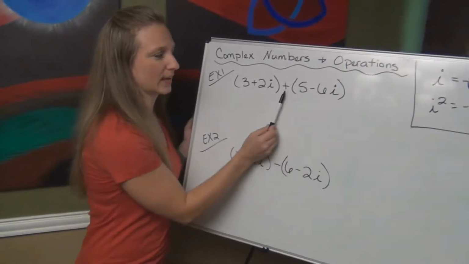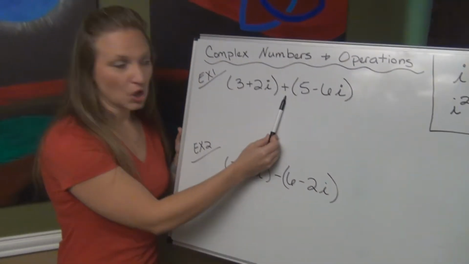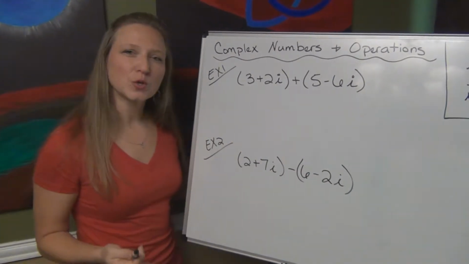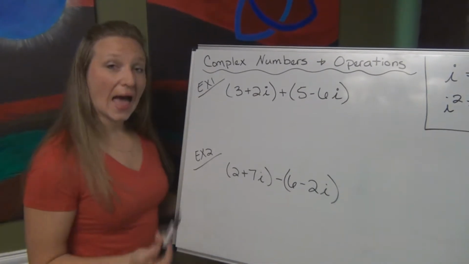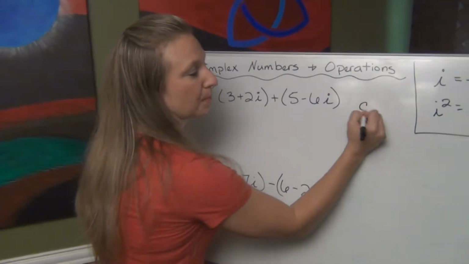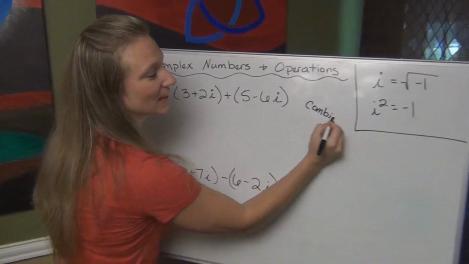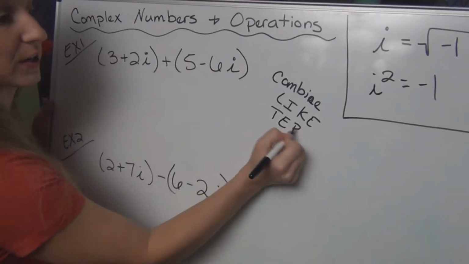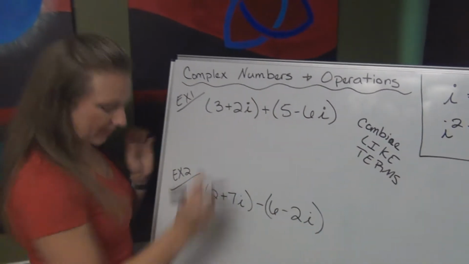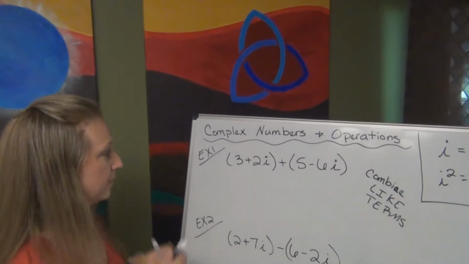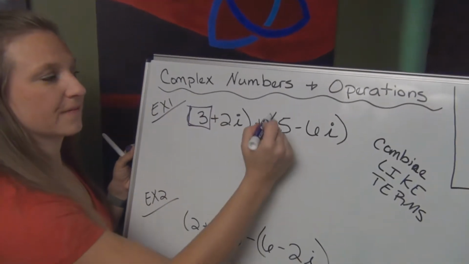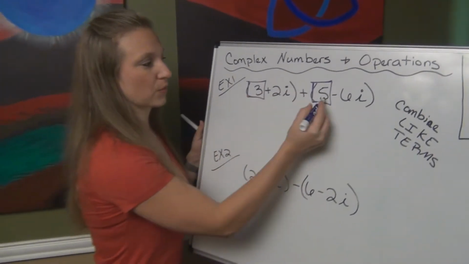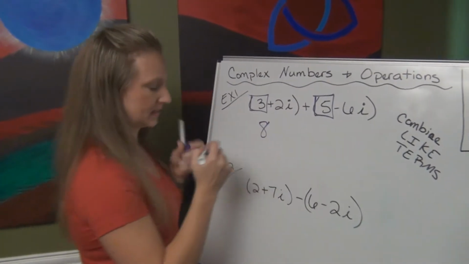When I look at this first example, I can tell that we're adding because of the plus sign here. So it would be very similar to what you would do if it was 3 plus 2x. We would treat it the same way. So when we're adding, if you remember, we can only combine like terms. And that's what we're going to do here. I have a 3 and a 5. Those are just the real parts of my answer. So I can combine the 3 and the 5 by adding to get 8.